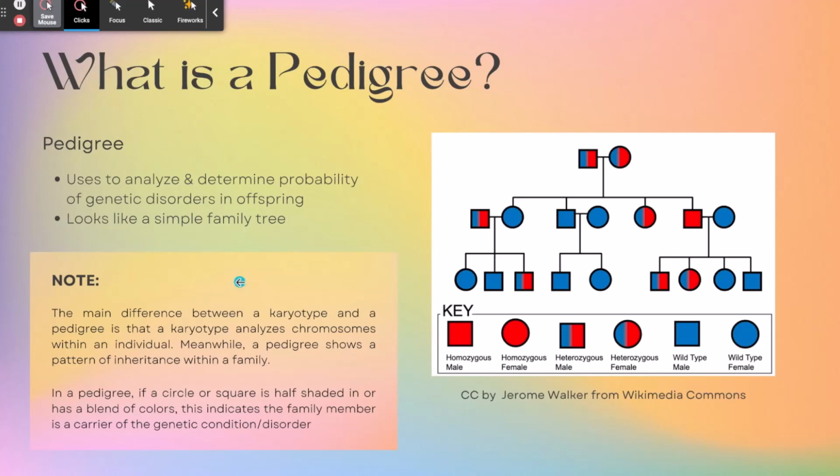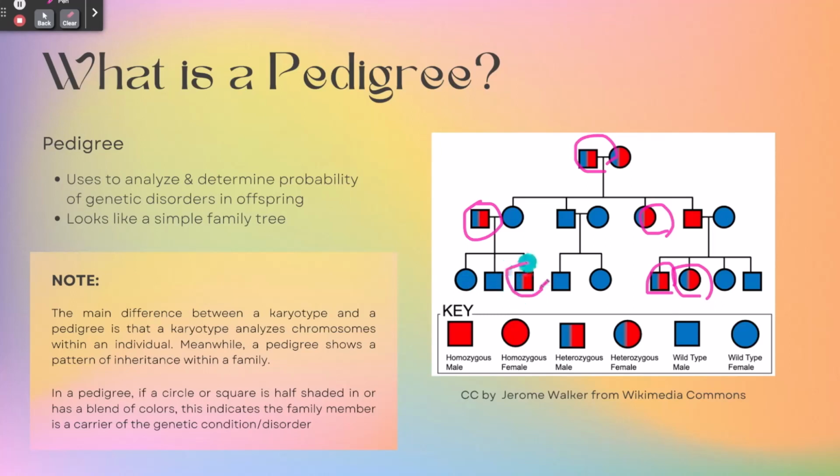In a pedigree, if a circle or square is half shaded in or has a blend of colors, which we can see here, and there's also a couple more here, all these that are shaded, like blended in, just indicate that the family member is a carrier of the genetic condition or disorder.